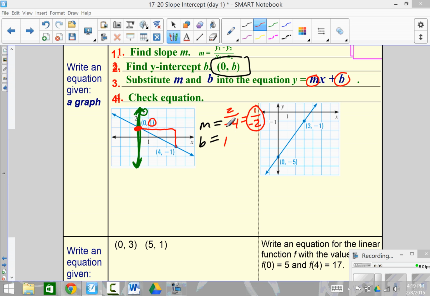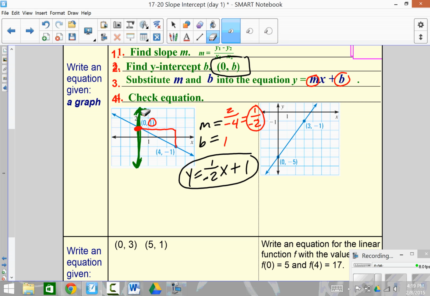So now that I have my m and b, I'm just going to go ahead and plug it into y equals mx plus b. So my equation is y equals m, there's my m, x plus my b, which is 1. And there's the equation for that line. Now, how do you check this? How do you make sure that this equation actually works?